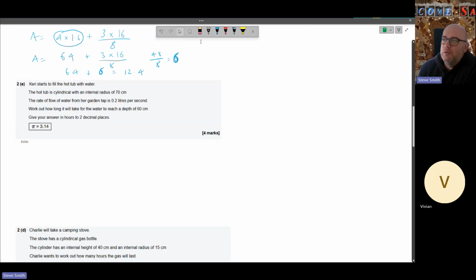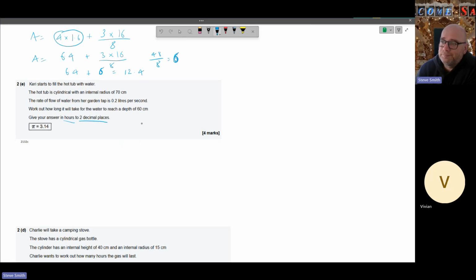Kerry starts to fill a hot tub up with water. The hot tub is cylindrical with an internal radius of 70 centimeters. The rate of flow of the water from her garden tap is 0.2 liters per second. Work out how long it will take the water to reach a depth of 60 centimeters. Give your answer in hours to 2 decimal places.